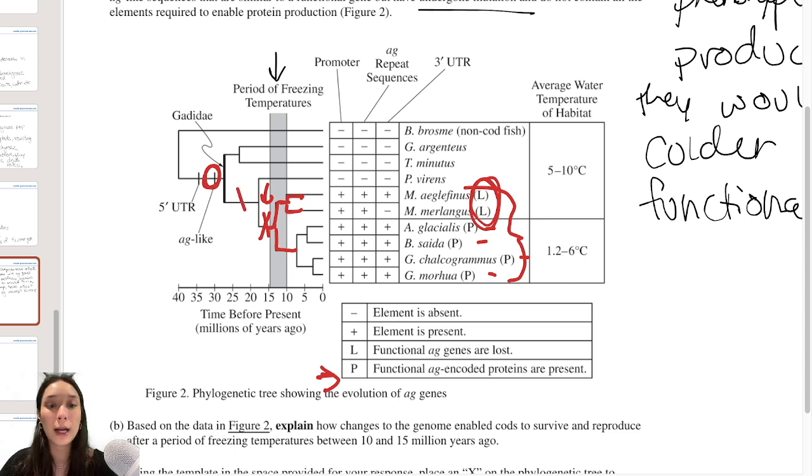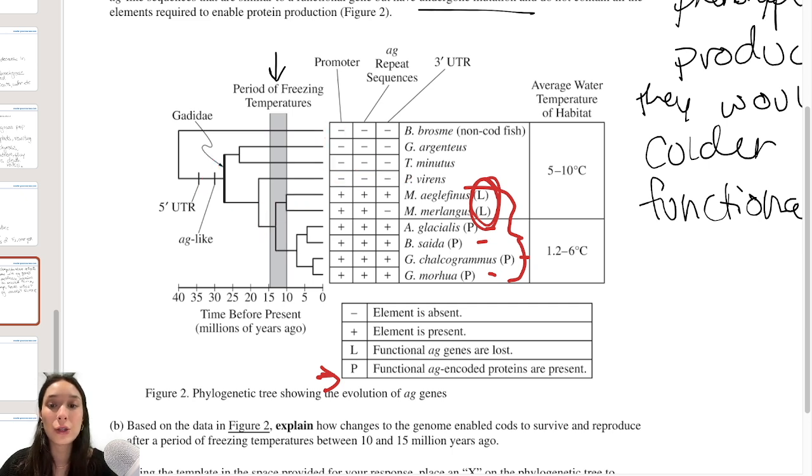You wouldn't be able to put the X right here because that would indicate that this one has a functional AG gene, but it's missing all the components. You couldn't put it here because, again, you're indicating that all these ones have the functional genes, but they don't even have the components for it.